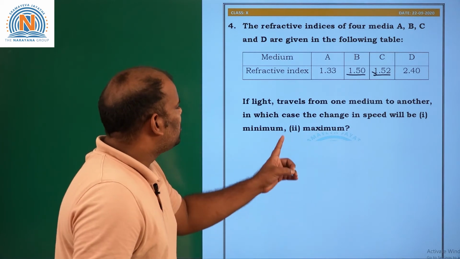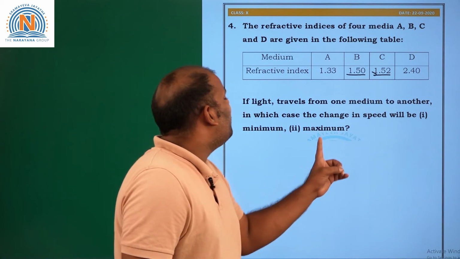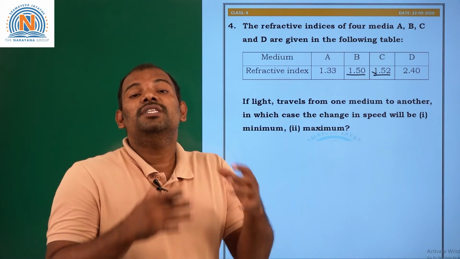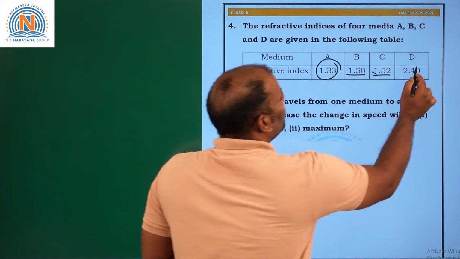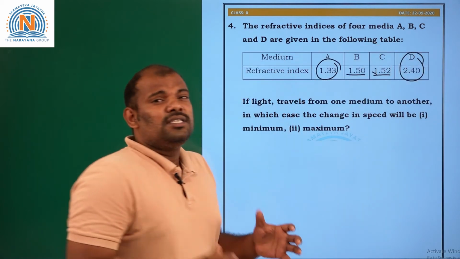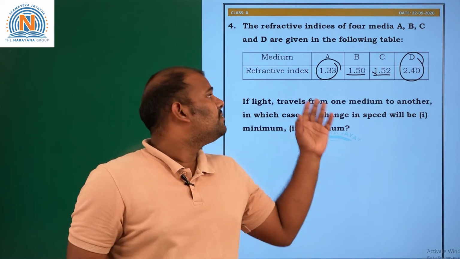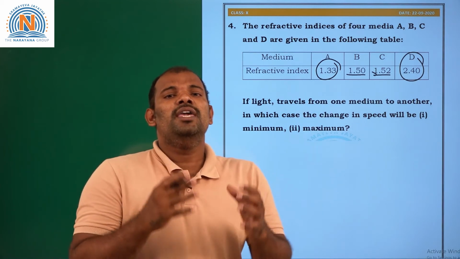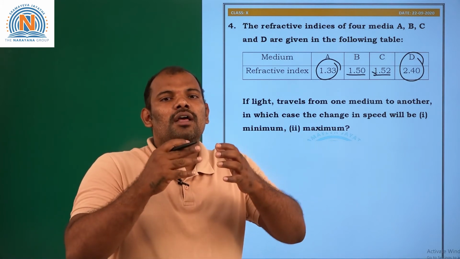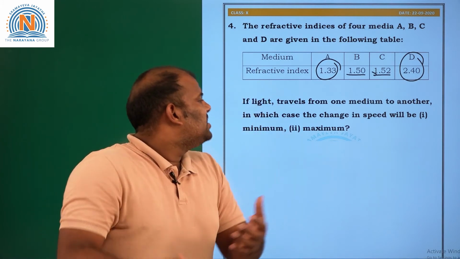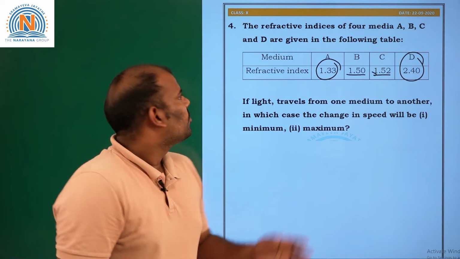Okay, next, change in speed will be maximum in which condition? That will be A to D, because there is a huge difference between the refractive indices of A and D. Due to this, the change in speed will be maximum. Okay, question number 5.